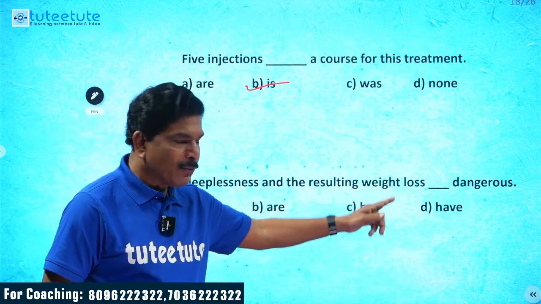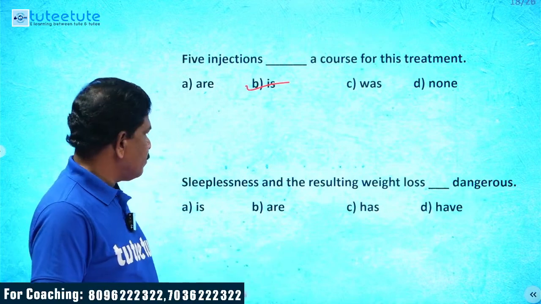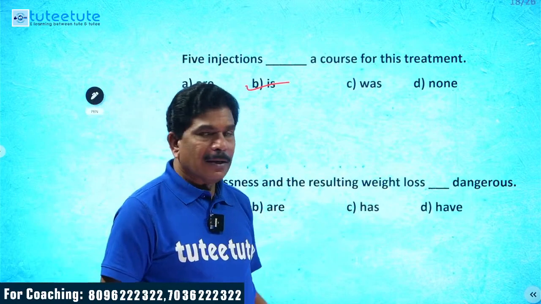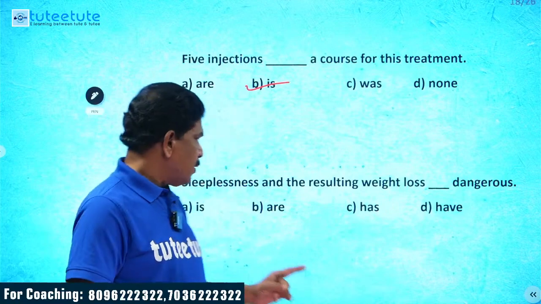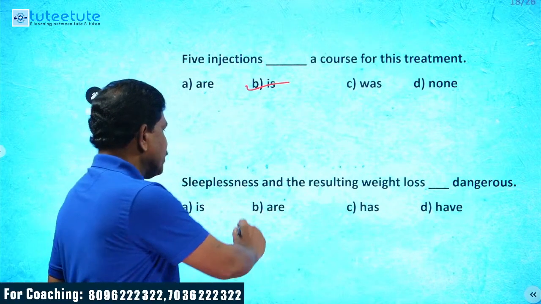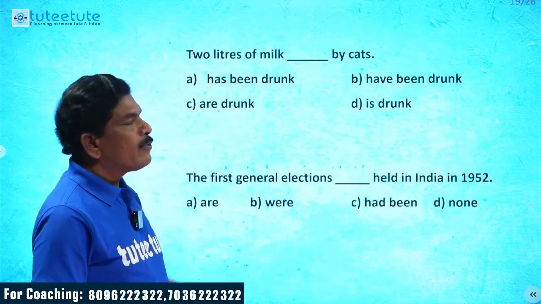Sleeplessness and the resulting weight loss. Which is the actual subject? Sleeplessness is a subject, and the resulting weight loss is another subject. It is actually plural. Therefore, sleeplessness and the resulting weight loss are dangerous. Are dangerous, plural.